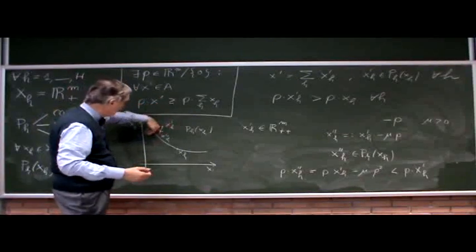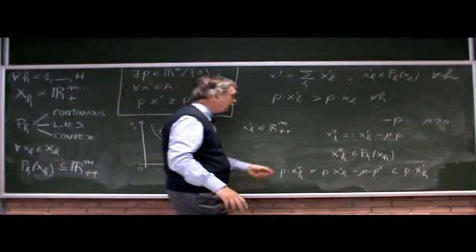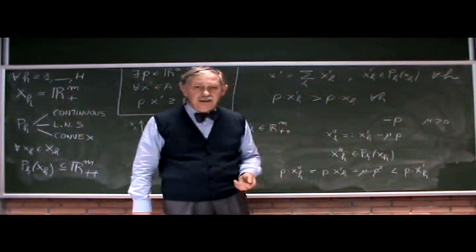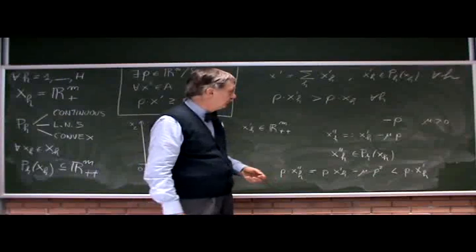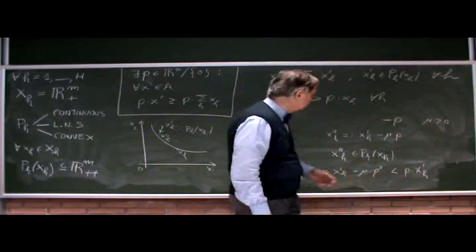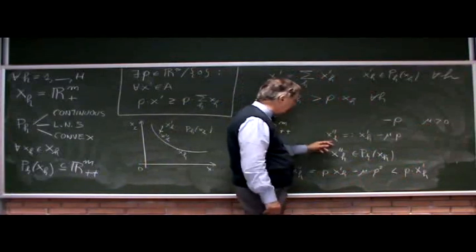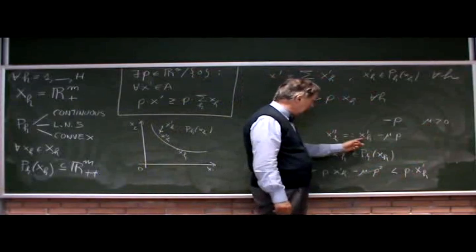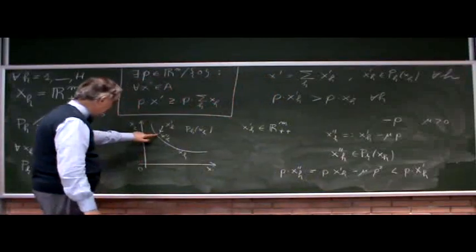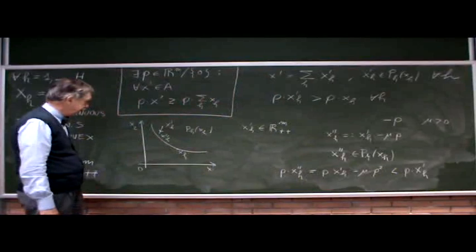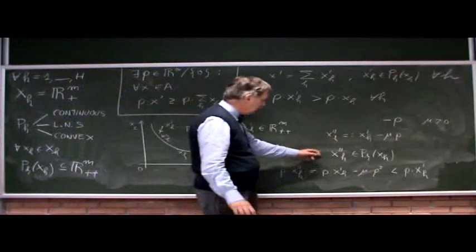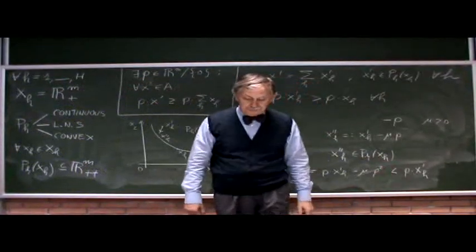Among the infinite possible directions, consider the direction minus p, which is equal to the opposite of a price system. Move in this direction by an amount mu. You obtain this point, x double prime h, which is nothing but x prime h minus mu p. Here there is x double prime h. This x double prime h is preferred to xh as well.